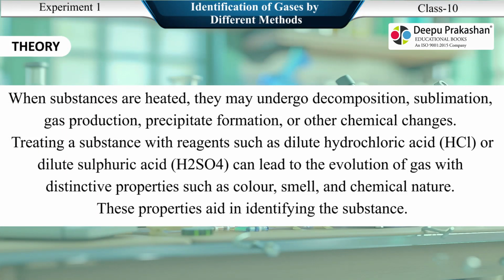Treating a substance with reagents such as dilute hydrochloric acid or dilute sulfuric acid can lead to the evolution of gas with distinctive properties such as color, smell, and chemical nature. These properties aid in identifying the substance.